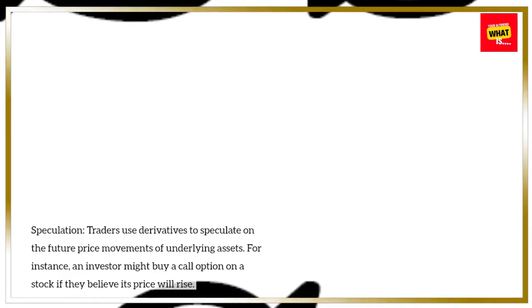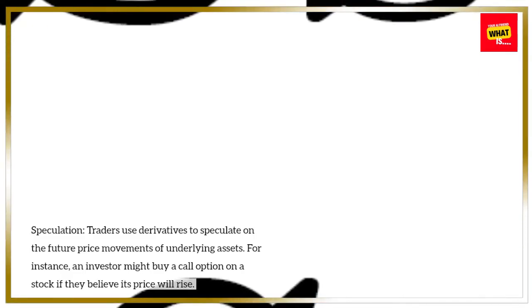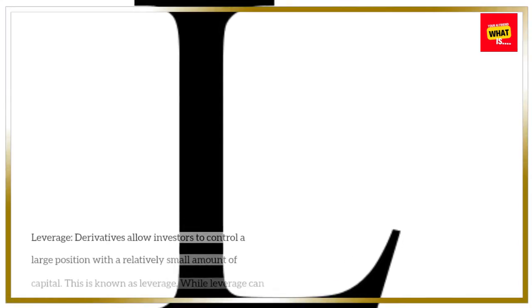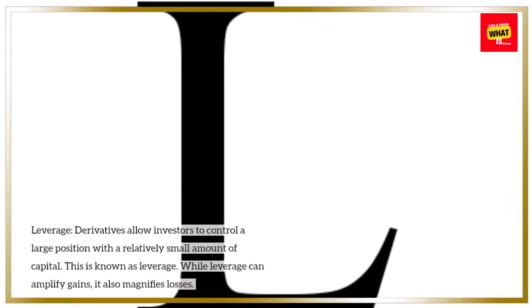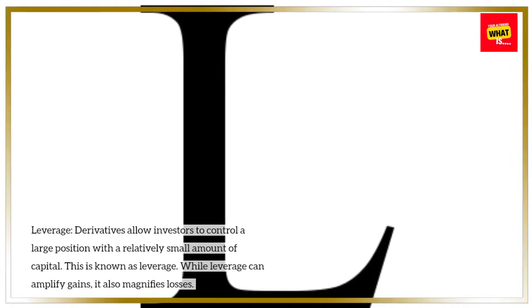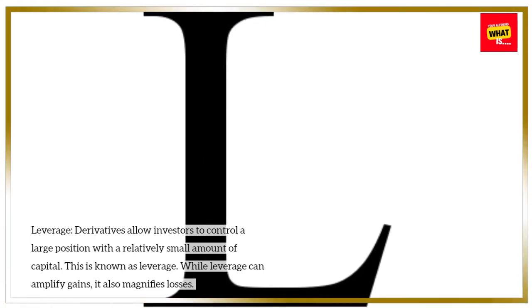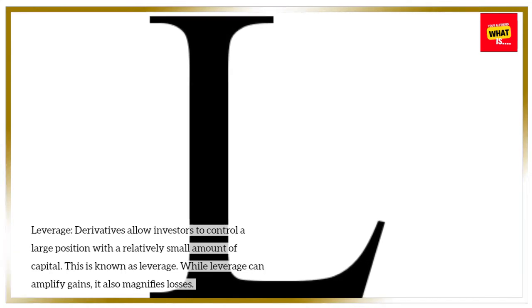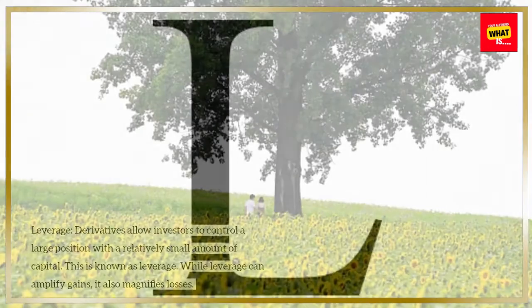Speculation. Traders use derivatives to speculate on the future price movements of underlying assets. For instance, an investor might buy a call option on a stock if they believe its price will rise. Leverage. Derivatives allow investors to control a large position with a relatively small amount of capital. This is known as leverage. While leverage can amplify gains, it also magnifies losses.